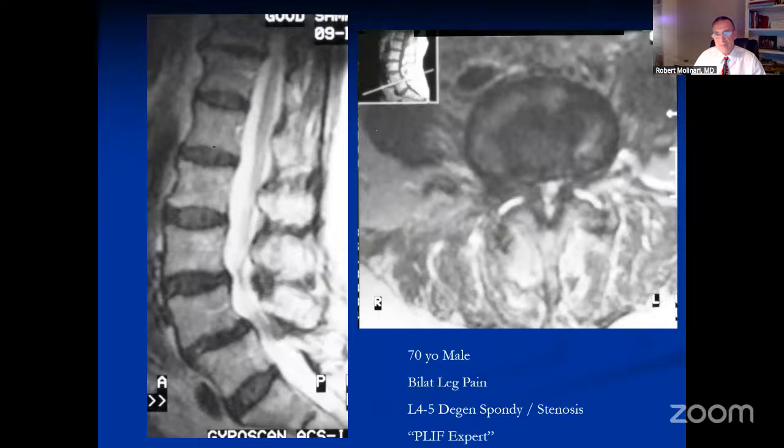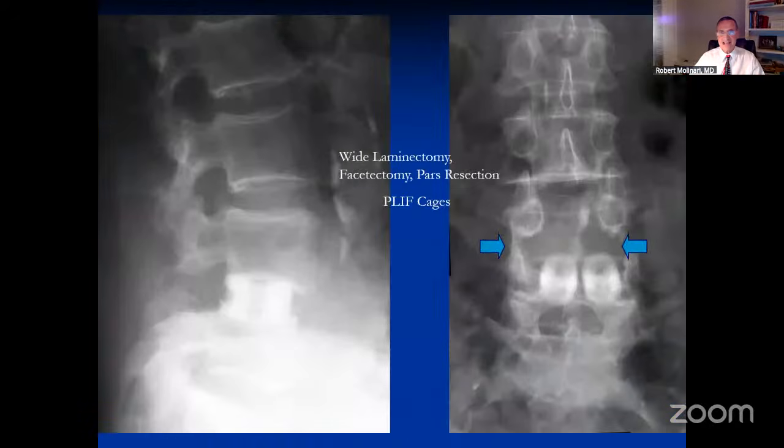This is a 70-year-old male who had bilateral leg pain and a classic degenerative spondylolisthesis with stenosis and gapping of the facet joints. Again, this is an operation that's routinely handled from a posterior approach with screws and a decompression. But this guy went out into the community and he went to a surgeon who advertised himself as a PLIF expert. And you all remember back in the 90s, early 2000s, the PLIF with the posterior BAK cages was in vogue and it was very popular. And that's what this guy did. This guy took the patient to surgery and did a big destabilizing posterior operation.